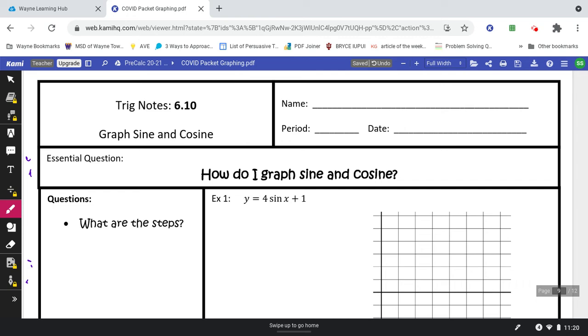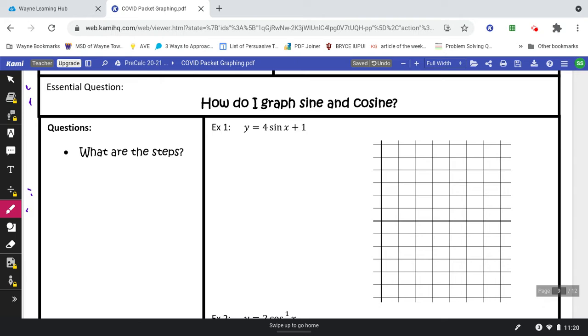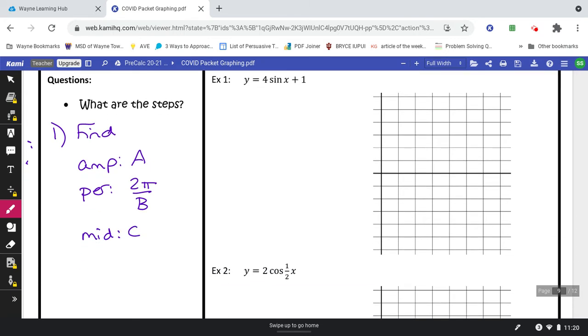All right, these are the 6.10 notes. We're going to be graphing sine and cosine. So for the steps, the first thing you need to do is find all the information. You need the amplitude, which is A, the period, which is 2 pi over B, the midline, which is C, and then the minimum and the maximum.